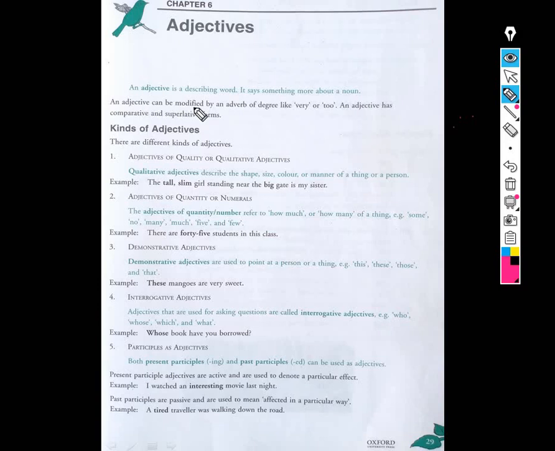An adjective can be modified by an adverb of degree like very and too. After this we will also learn about adverbs and kinds of adverbs. One of the kinds of adverb is adverb of degree. So here they are telling us that adverb of degree can also describe or modify an adjective.